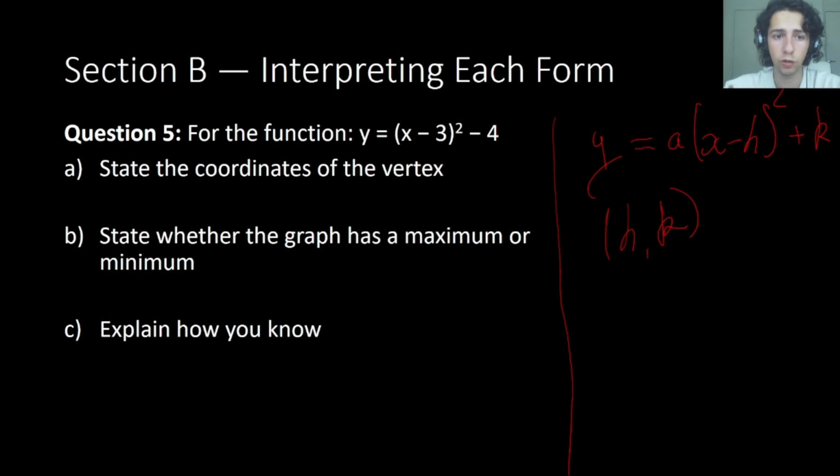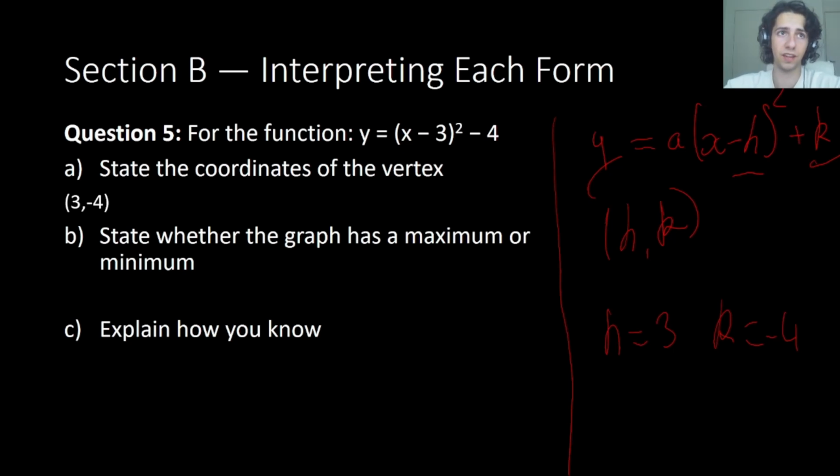Now, if we look at our function to the left here, we know that h is equal to 3 and not negative 3, because notice in the general form it is a minus h. But because in the general form k is a plus, we can say that in this case, for the function to the left, k is equal to negative 4. This makes the coordinates of the vertex (3, negative 4). And state whether the graph has a maximum or a minimum point.